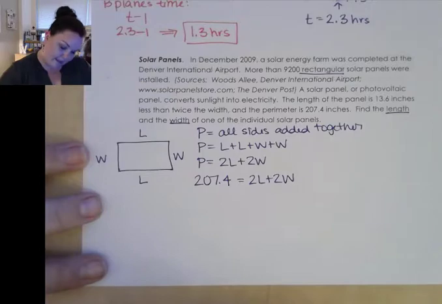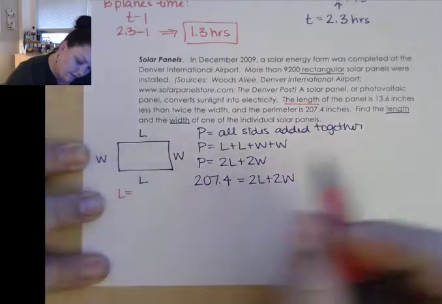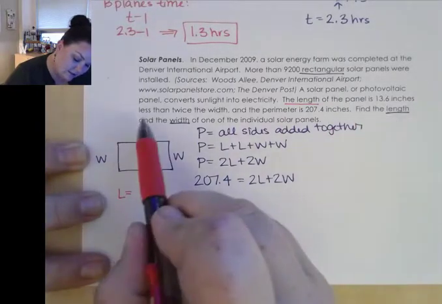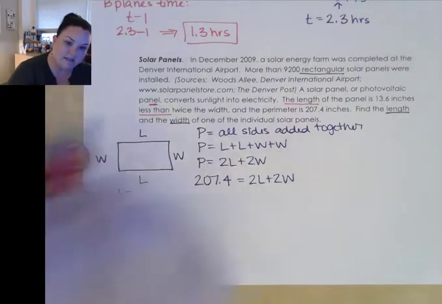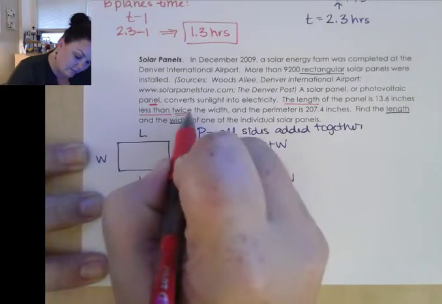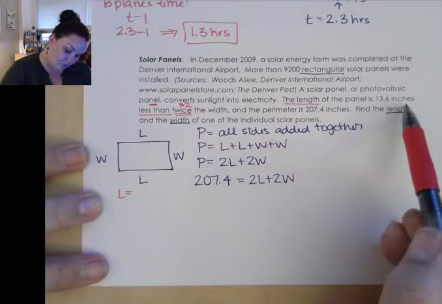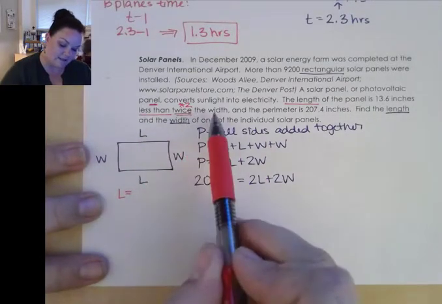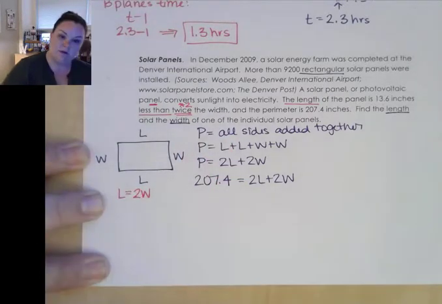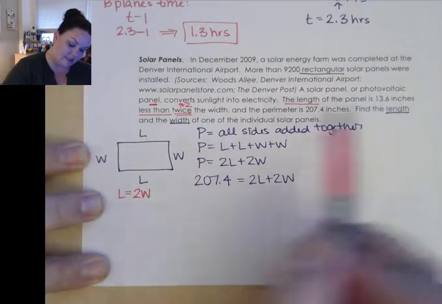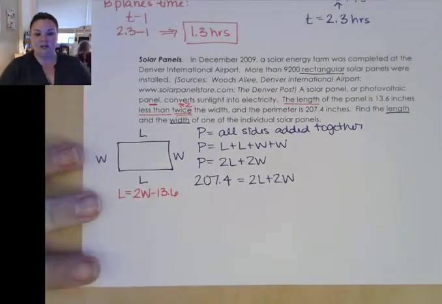It told us that the length, so we're talking about the length here, the length is 13.6 inches less than twice the width. So less than means we're subtracting, right? Twice means we're multiplying it by 2. So it's 13.6 inches less than twice the width. So we're going to do twice the width, which we can write as 2W. And then we know it's 13.6 inches less than that. So minus 13.6.